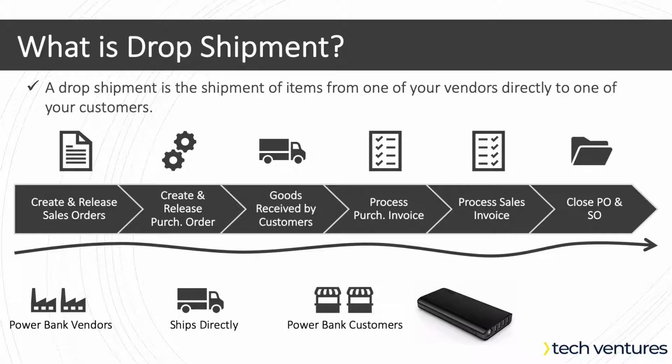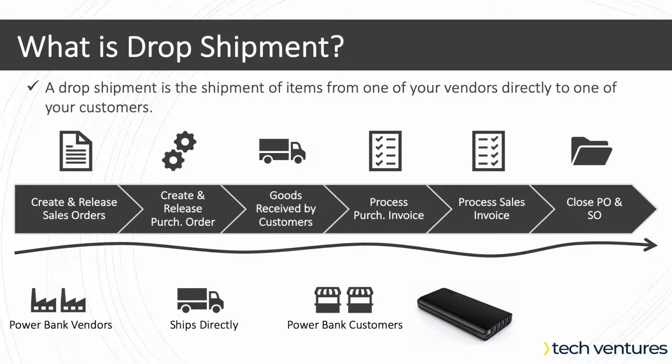The process is very simple. So first we're going to create and release the sales order, okay, and then we're going to create and release the purchase order. So there are some special steps that we have to look at. We have to select the drop shipment, and what we have to select in the purchase order is very important. And once goods are received by our customers, you process the receipts in your purchase order.